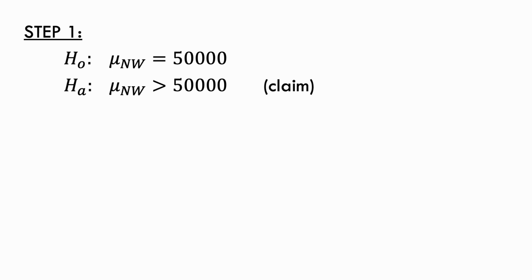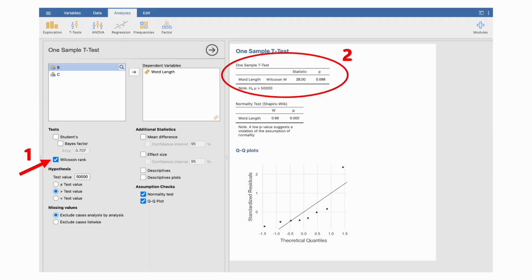So step 1, our H0 is that the mean is equal to 50,000. And the alternative hypothesis is that the mean is greater than 50,000, and that is our claim. So we will check the Wilcoxon rank, okay? Pero note that dapat sa test value nakalagay yung mean and then yung kanyang tail. So your W is 28.00 and your P is 0.098.